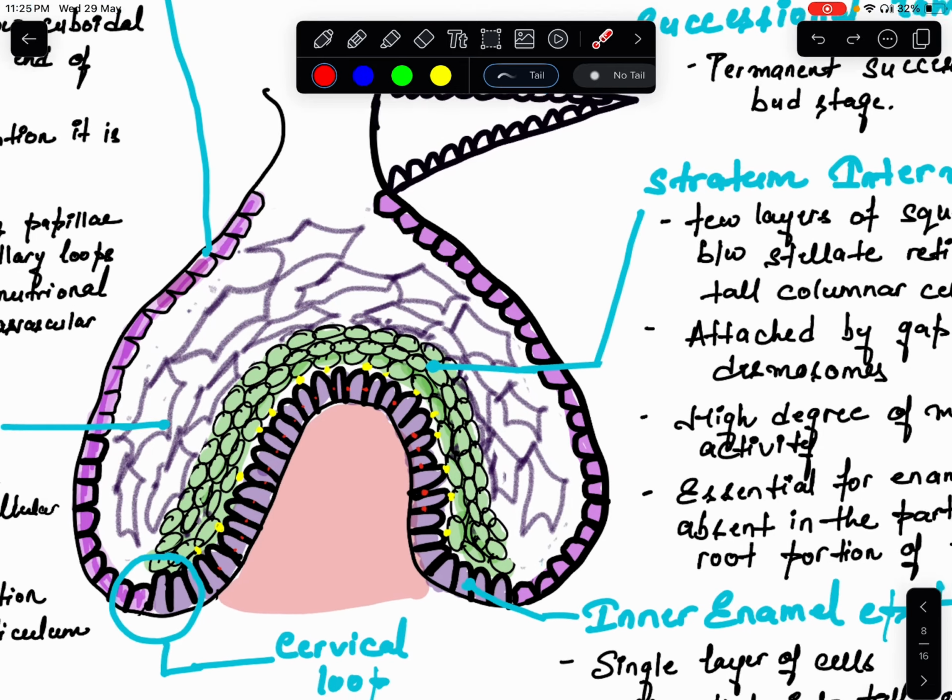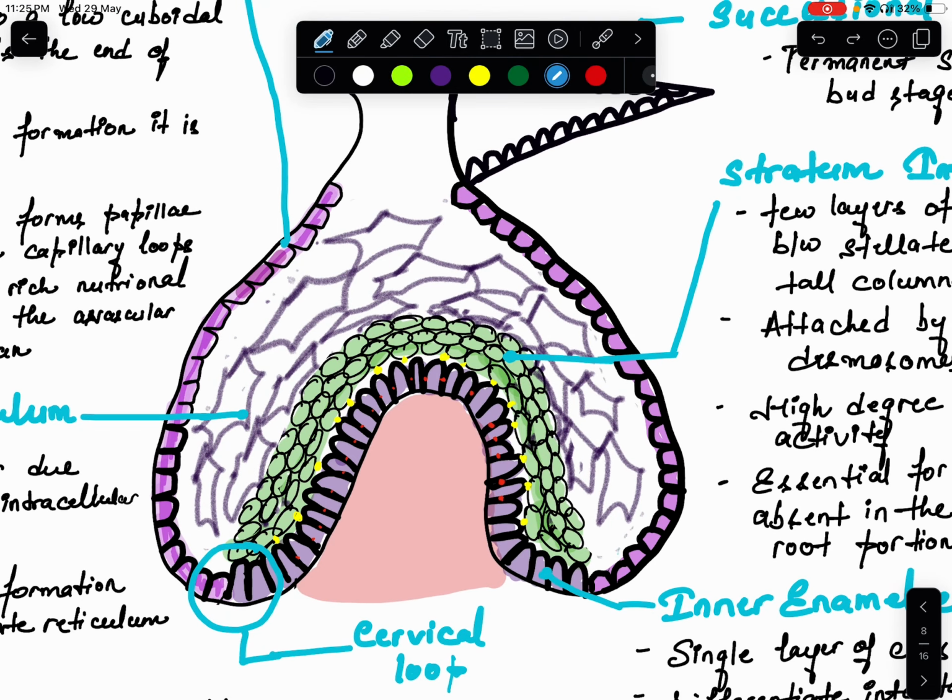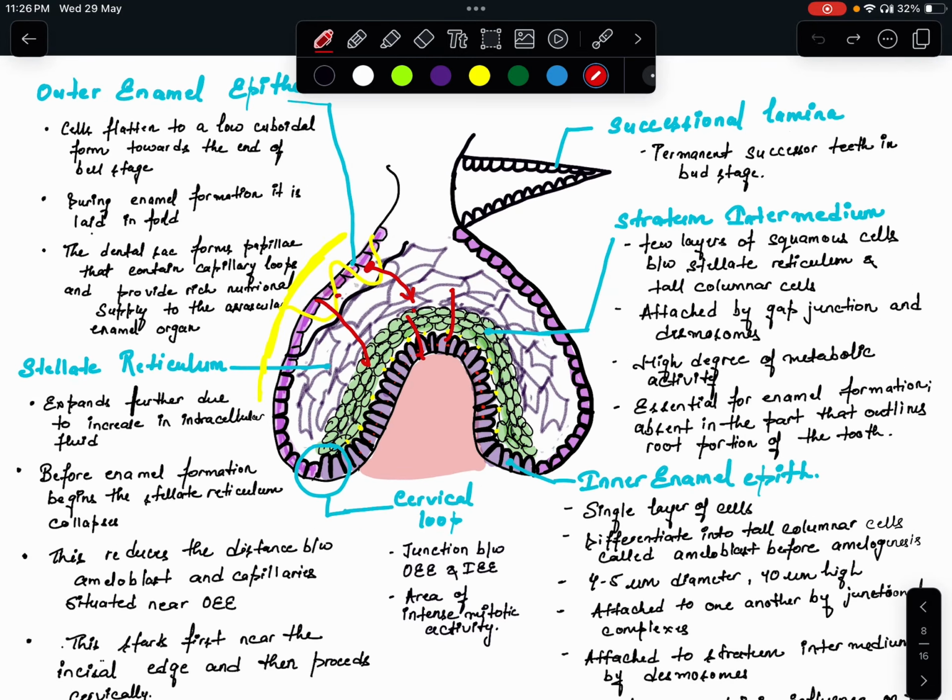So I'll just draw a tiny diagram of what will happen to the enamel organ. The stellate reticulum has collapsed. The outer enamel epithelium has now come closer to the inner enamel epithelium. This portion is the dental sac. It is outside, and it will try to get in here. It will form papillae, and it has a lot of capillary supply. So the capillaries will try to supply the inner enamel epithelium and the stratum intermedium. So this is what will happen.